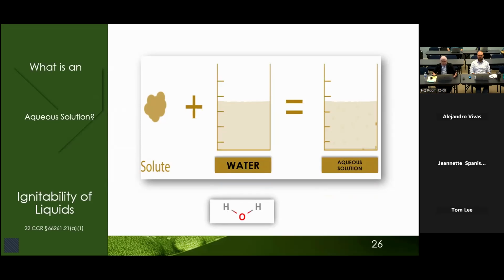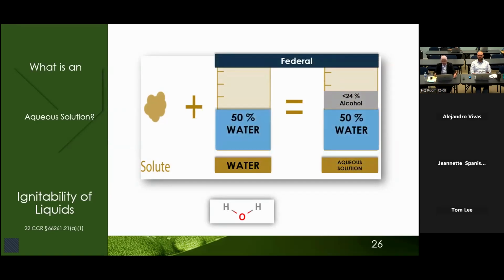Now, why does this matter for classification of hazardous waste criteria? Well, knowing what counts as an aqueous solution is important because it impacts how materials are classified and tested, especially for things like ignitability. Originally, both federal and California regulations had the same idea of what an aqueous solution was. However, later, the federal government modified the regulations. So now, in the updated federal regulations, the term aqueous solution is revised to be more specific by saying at least 50% water by weight.